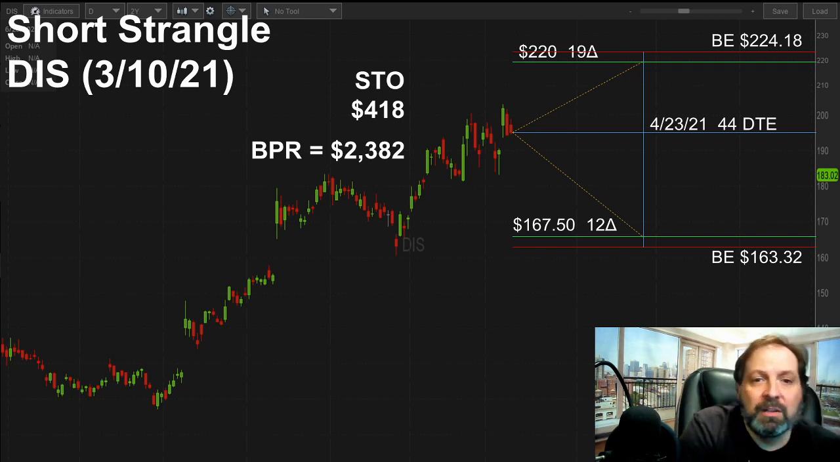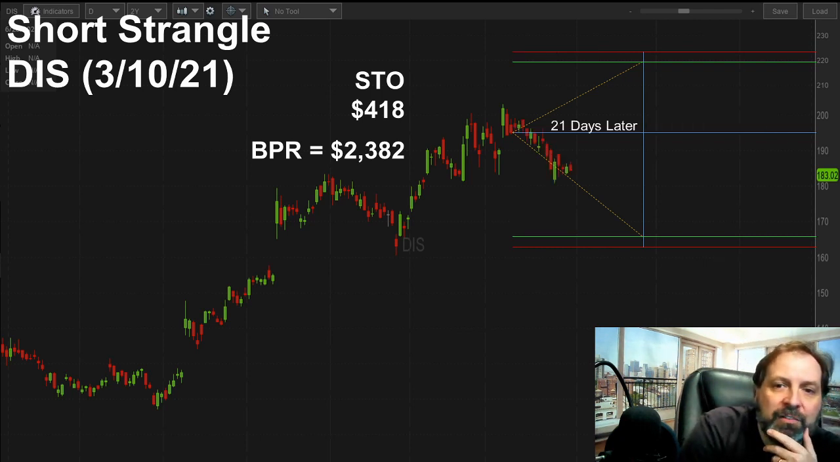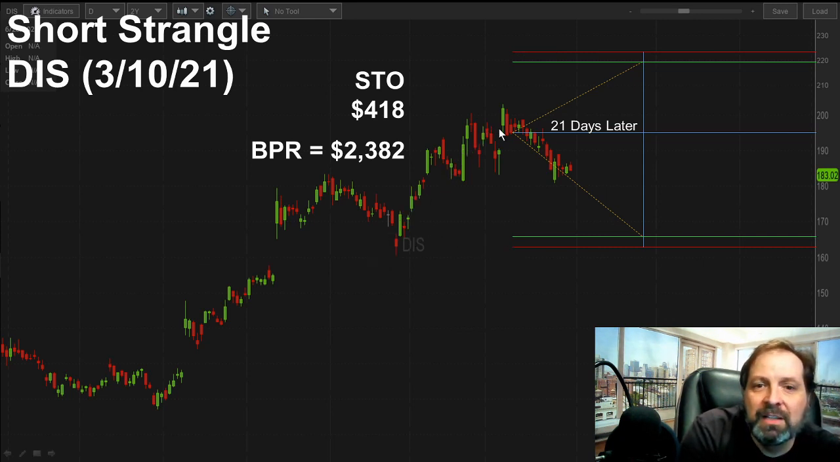Okay, so collected 418, put in reserve 2382. Okay, so let's see what actually happened. 21 days later, you can see that even though Disney was quite bullish going into this, it took a downward turn and it went down for 21 days straight practically. And it kind of rode my yellow line here. And it looks like that would be a bad thing.